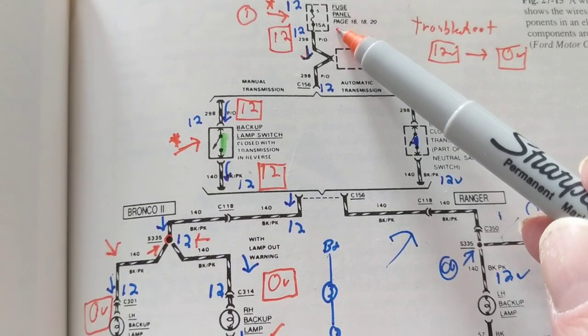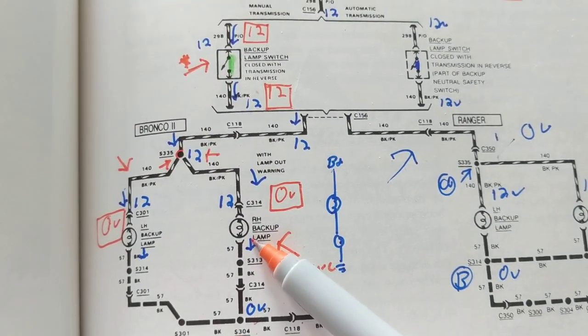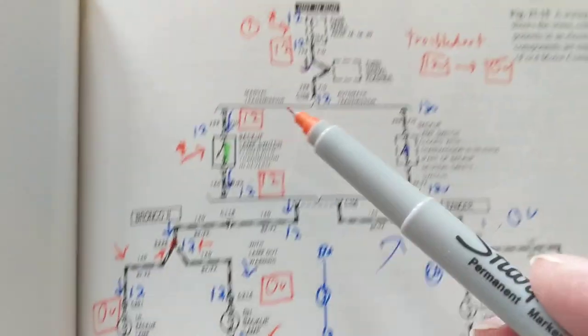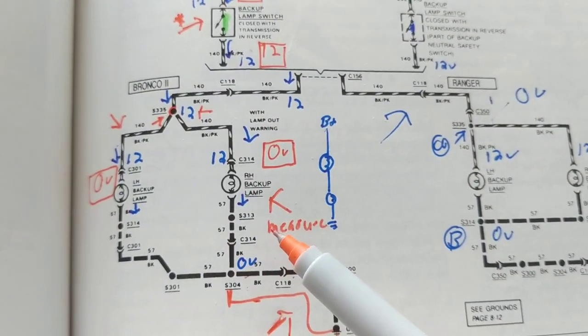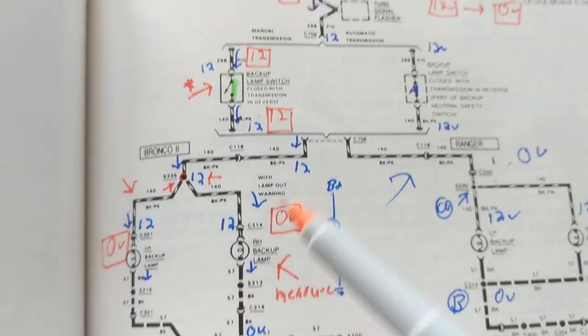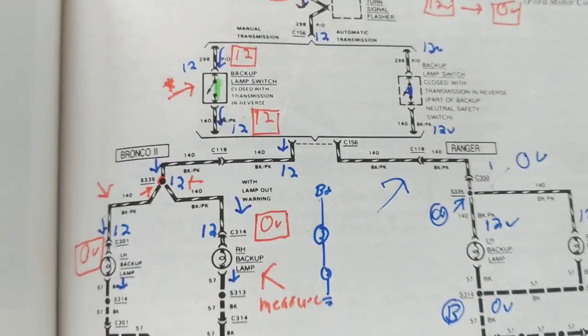Easy to get to this. Easier to get to this. Not so easy to get to this. That's why I put this as number one priority. This is easy to get to. To take this out is easy. To take this might be a challenge.